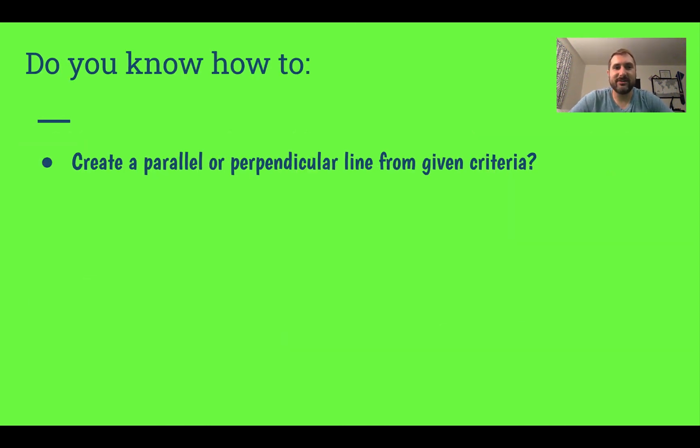So after this lesson, do you now know how to create a parallel or perpendicular line from given criteria, including points and given lines? If you're not sure, go back and look at some of the examples and how we were able to use Desmos to help. And that's it for lesson 2 on continuing our learning through parallel and perpendicular lines.